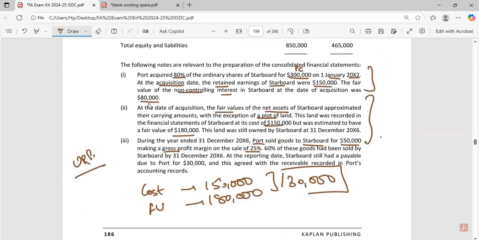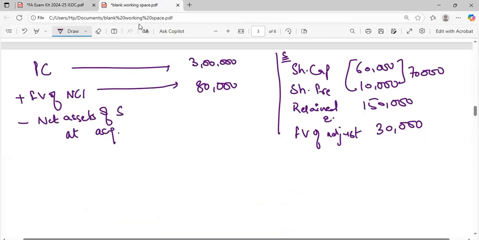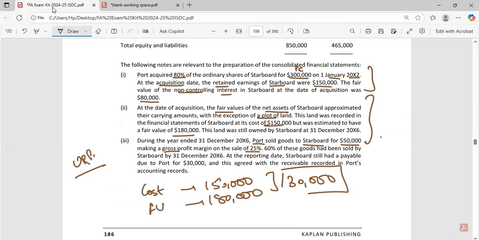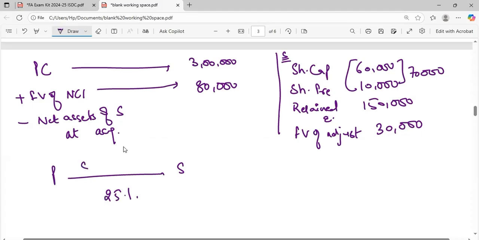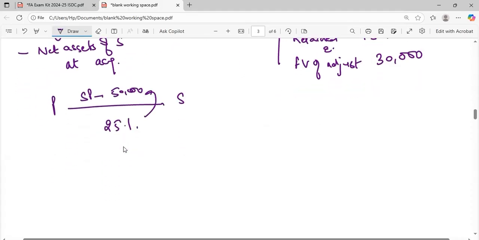Port has sold goods to Starboard for 50,000, making a GP margin of 25%. So see, P has sold to S, making a GP margin of 25%. And what was the selling price? Selling price was 50,000, or I can say the sales is 50,000, and GP is always on sales only. So I'm going to directly calculate my profit. The profit which P has made is 50,000's 25%. So this will come out to be 12,500.